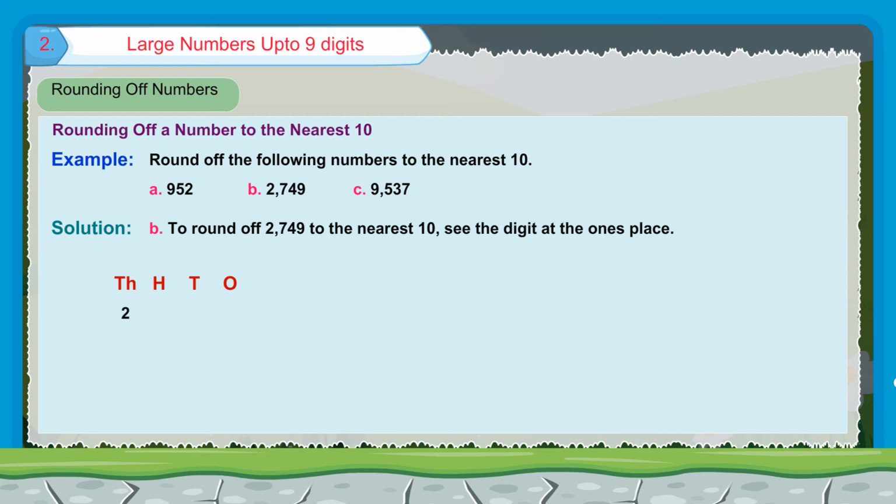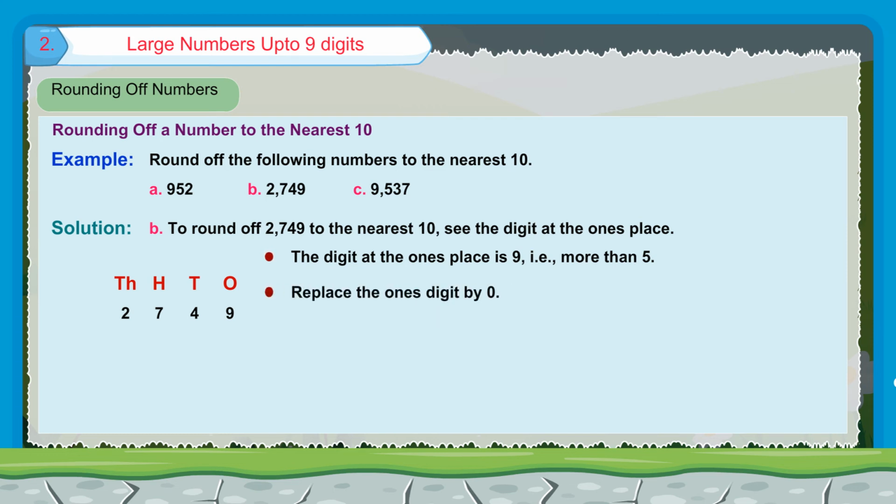B. To round off 2749 to the nearest 10, use the digit at the ones place. The digit at the ones place is 9, that is more than 5. Replace the ones digit by 0. Increase the tens digit by 1, that is change 4 to 5. Retain the other digits as they are. Therefore, 2749 rounded off to the nearest 10 is 2750.